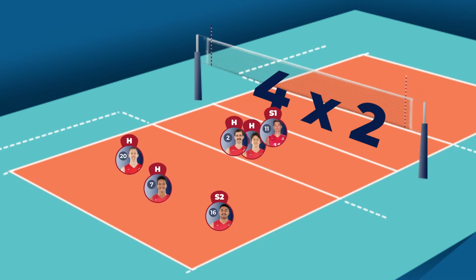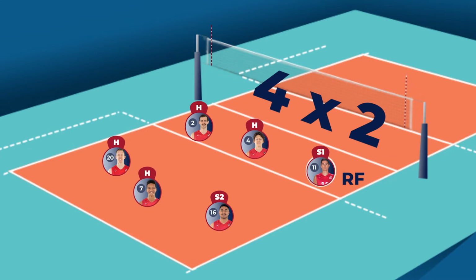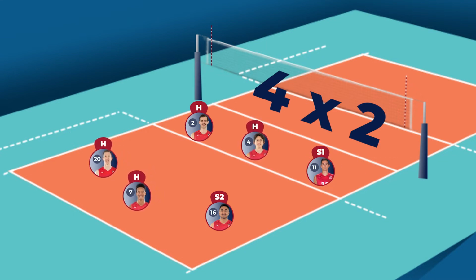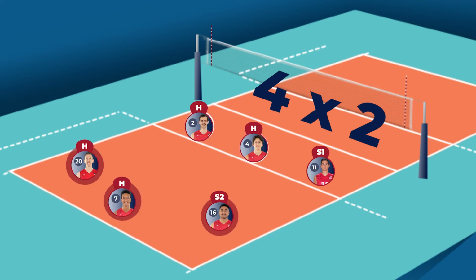In the 4x2 system, the setter will always set from the right front position at the net, making this system a front row setting system. In general, front row setting systems such as the 4x2 allow you to have only 2 front row attackers, although all the back row players could also be involved as hitters from behind the attack line.